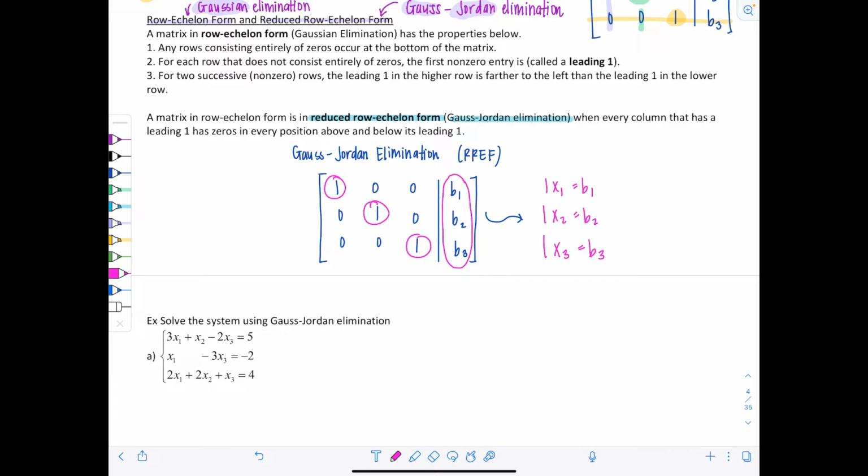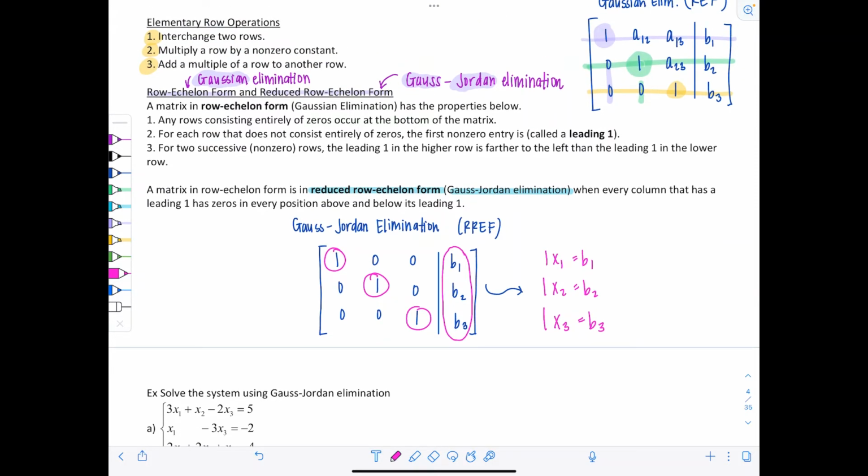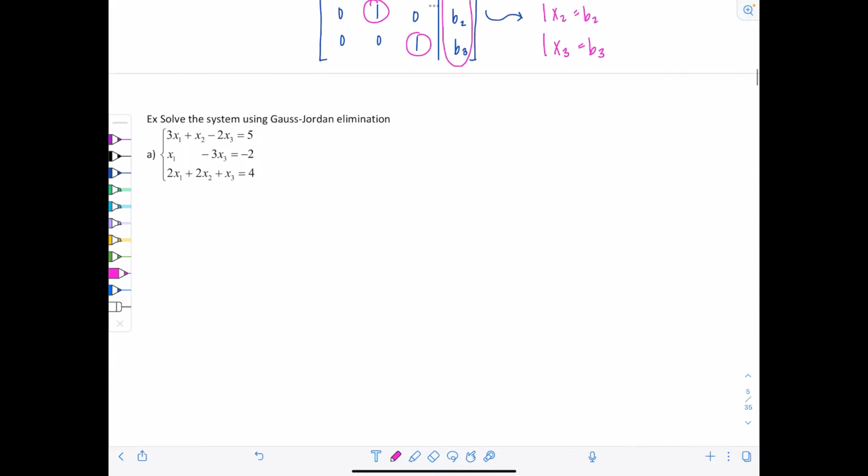The only reason I'm trying to help you remember which form goes with which name is so that when you read the directions on your homework or an exam, you don't get jumbled up. So here we go. Let's look at an example. It's going to be similar to the row operations from the previous video, but nicer because we're not going to be writing out the variables. This is going to be more fun if you didn't have enough fun in the last video. So we're going to solve the system using Gauss-Jordan elimination. So we're going to fully diagonalize this, put it in reduced row echelon form.